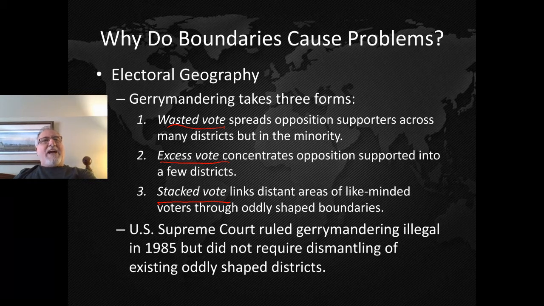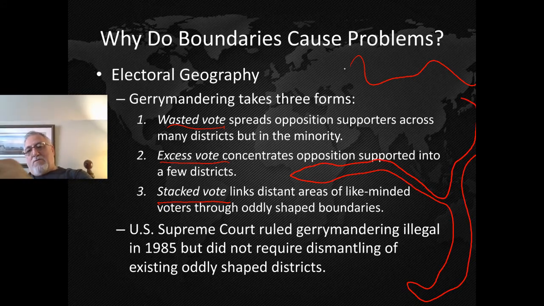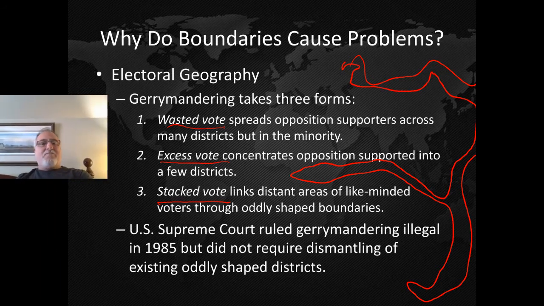And then stacked voting is what North Carolina is guilty of. It's when you draw a boundary that makes no sense geographically, like it doesn't use a river, or a region or an area. It's some random snaky drawn thing that keeps the people of one party all right there, and it just makes no sense whatsoever. This became illegal in 1985 by the Supreme Court.